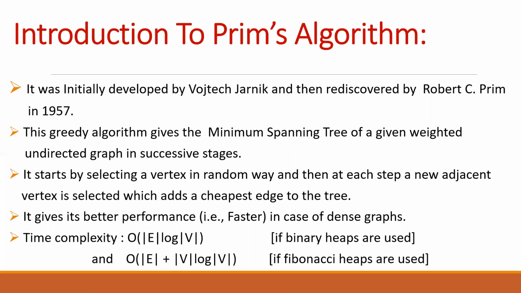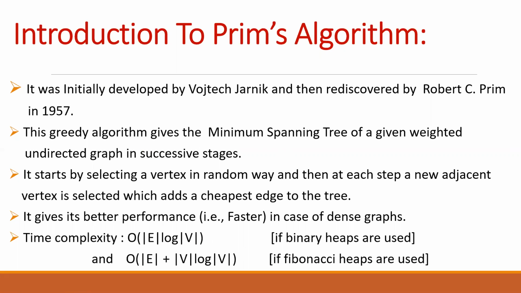This algorithm was developed by Wojtek Jarnik, a mathematician, and in 1957 it was rediscovered and republished by Robert C. Prim. After some years, it was also redesigned by the mathematician Dijkstra, who also invented the shortest path algorithm. This is a greedy algorithm in which the final minimum cost spanning tree is obtained in different successive stages. And this algorithm is applicable for a weighted undirected graph.